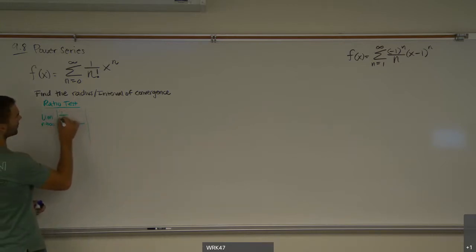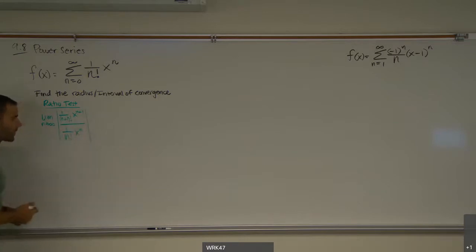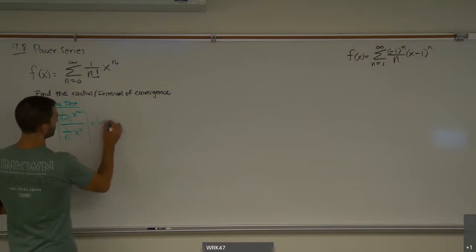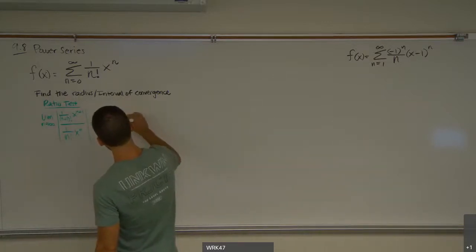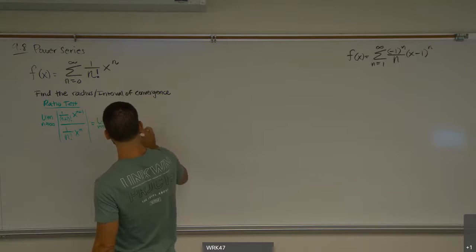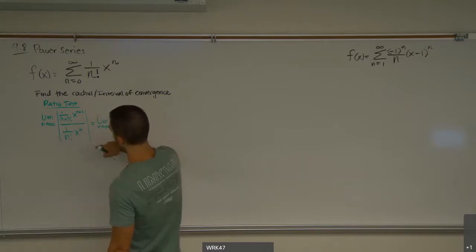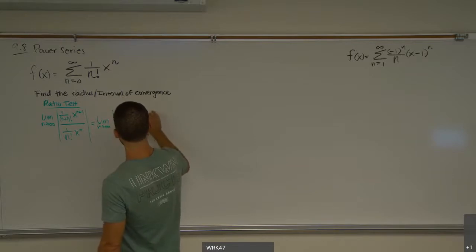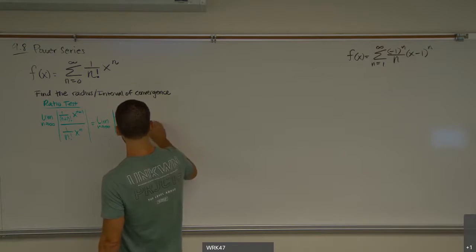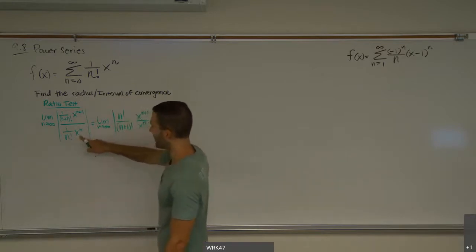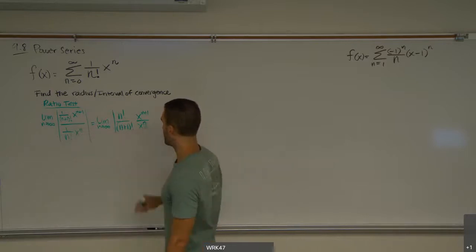We have the n plus 1th term over the nth term. And we take its value and we see what happens. Now, we could simplify this expression. If I multiply by the reciprocal, this is going to end up giving me n factorial over n plus 1 factorial. This is going to end up giving me x to the n plus 1 over x to the n. If you multiply by the reciprocal, remember this is in the numerator, right? So if you multiply by the reciprocal, this goes in the numerator and this goes in the denominator.